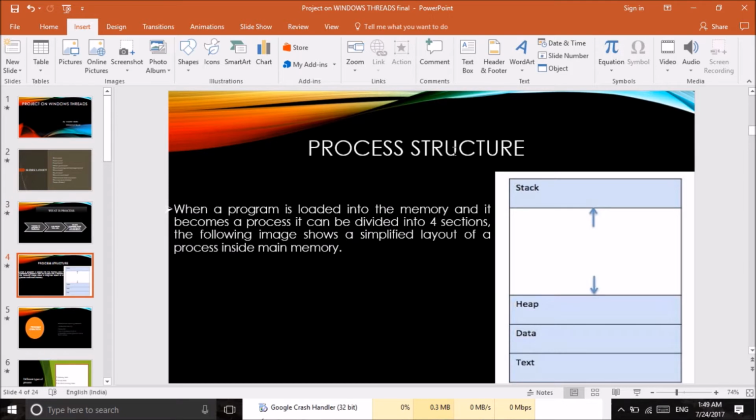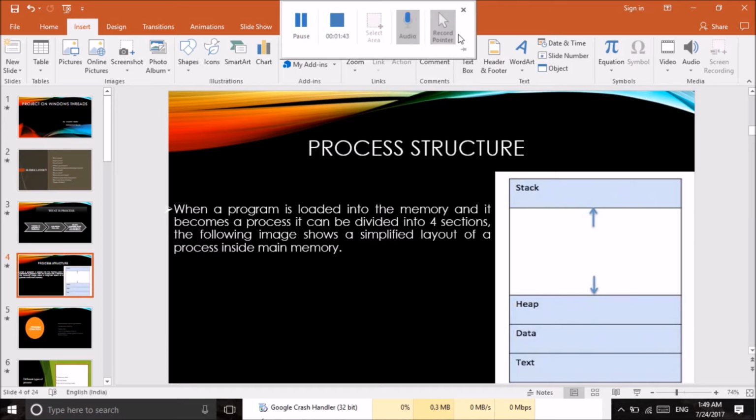Moving on, we have the process structure. When a program is loaded into the memory and it becomes a process, it can be divided into 4 sections. These are the 4 sections: stack, heap, data, and text. The stack contains temporary data such as method or function parameters, return address, and local variables. Heap is memory dynamically allocated to a process during its runtime.